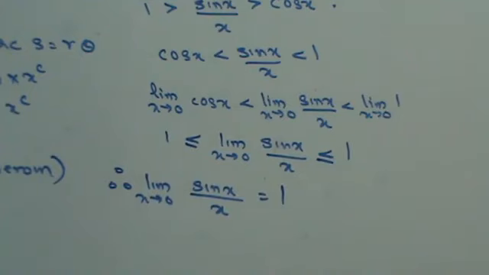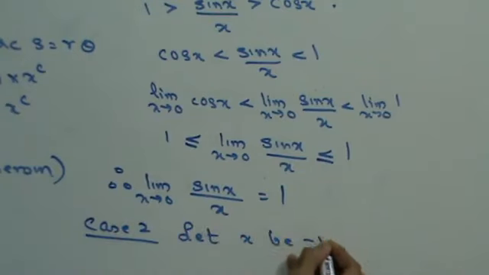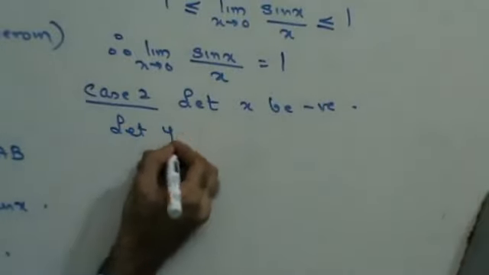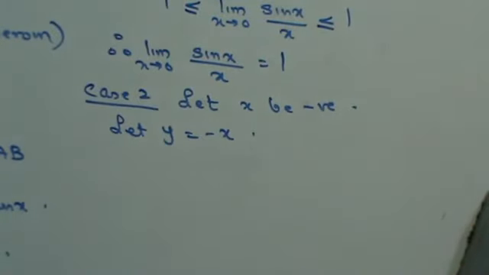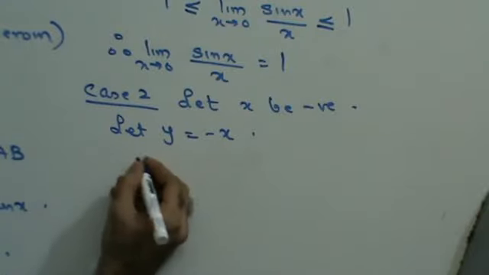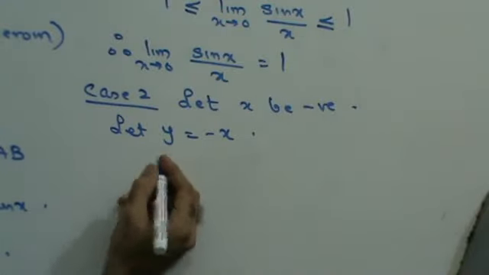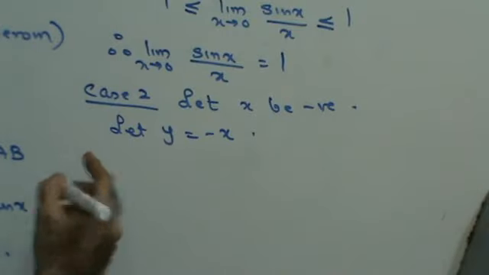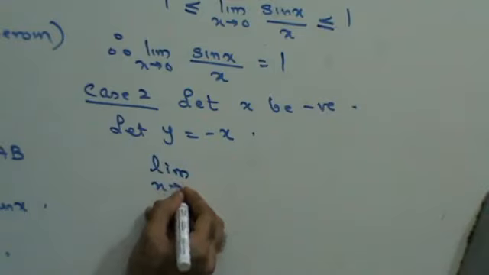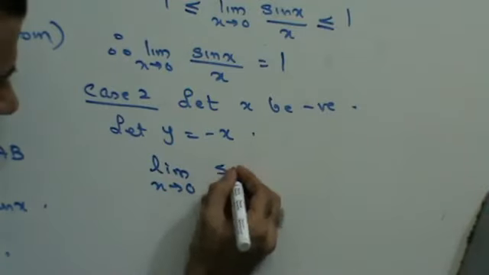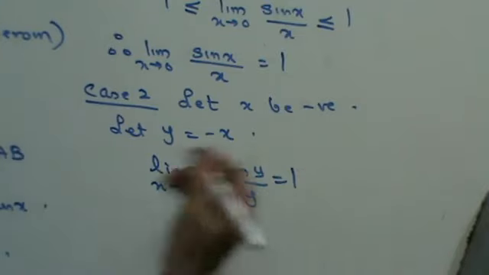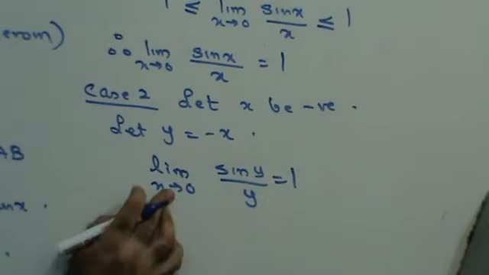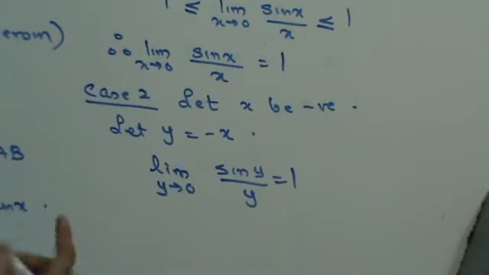Now we had assumed that x is positive in case 1. Case 2, let x be negative. If x is negative, I can say let y be equal to minus x. Now, we have already proved for a positive angle that limit of sin y upon y is 1, where y tends to 0, right?